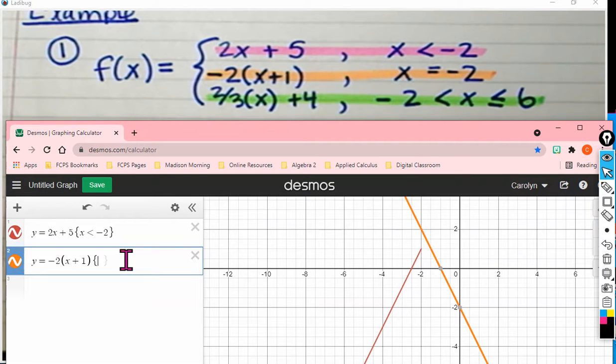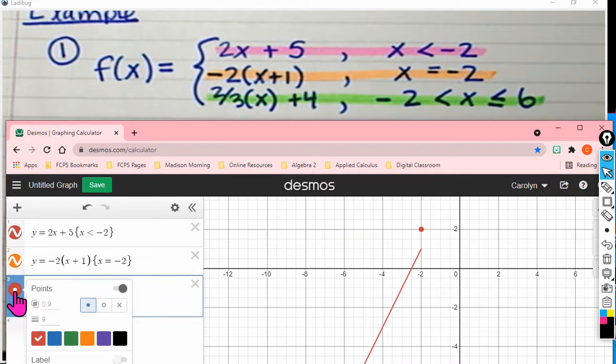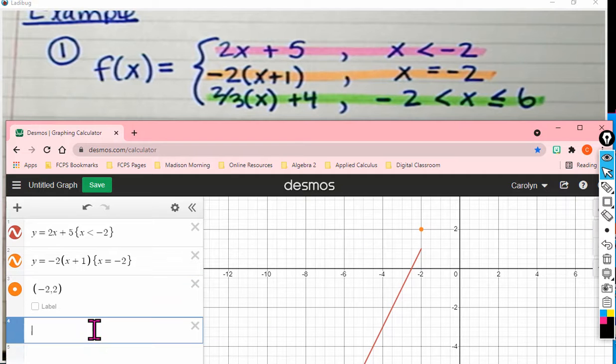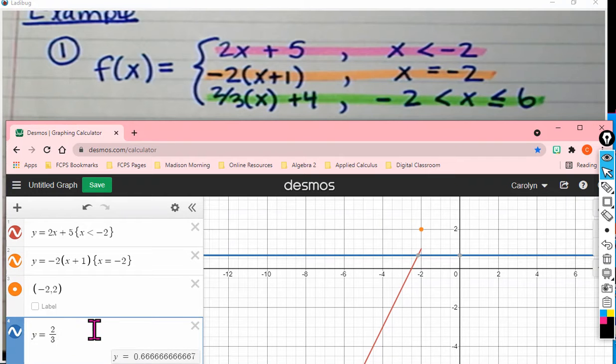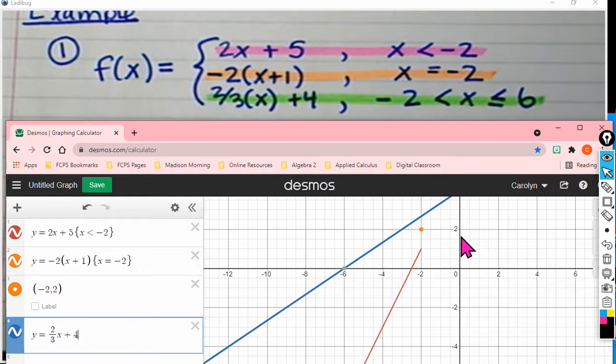Fortunately, when I write this, Desmos is not good at plotting that point, so I'm going to plot the point for it. Okay, and I'll make it orange because that's what it's supposed to be. Now I'm going to do the last part. Y equals 2/3 x plus 4. Okay, so there's the whole line.